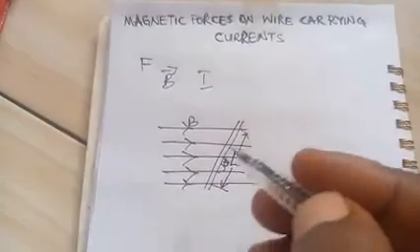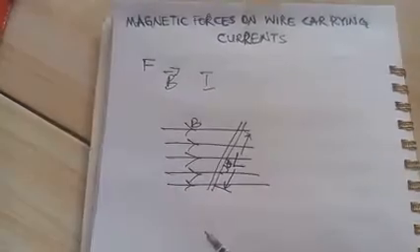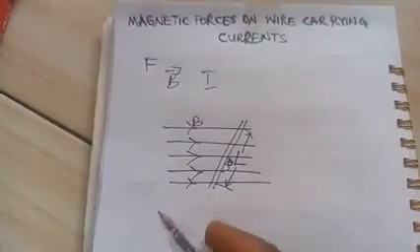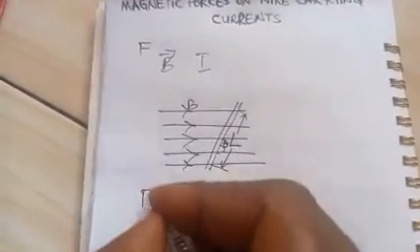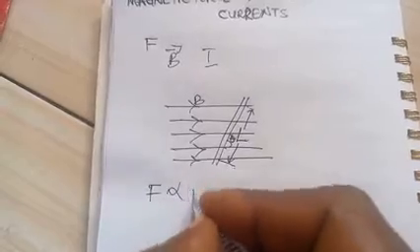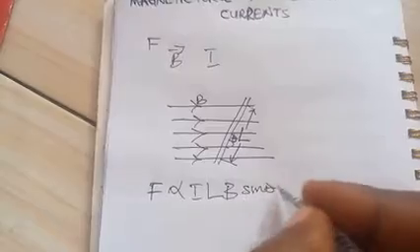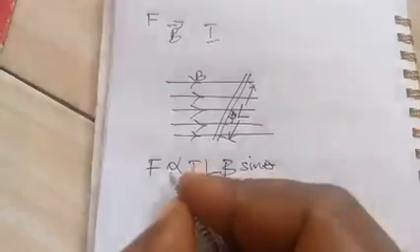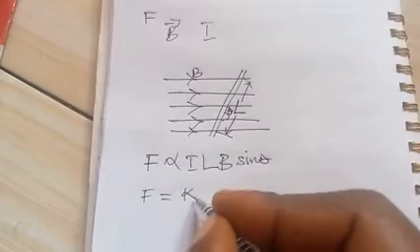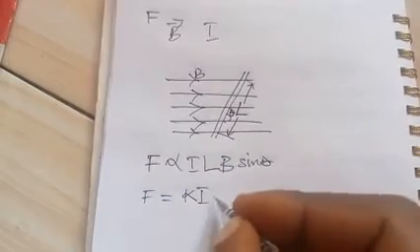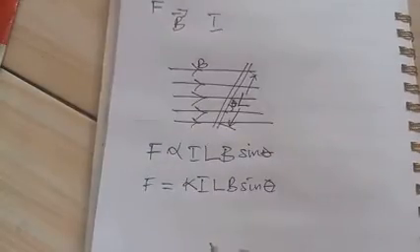and it is carrying current I. Now, the magnitude of the force is directly proportional to the current in the wire and to the length of this wire as well. So because of that, we can say that F is directly proportional to I, L, and B, then the angle. If we remove this, we can introduce a sign of proportionality. We can introduce the constant K, and we'll say I L B sine theta.